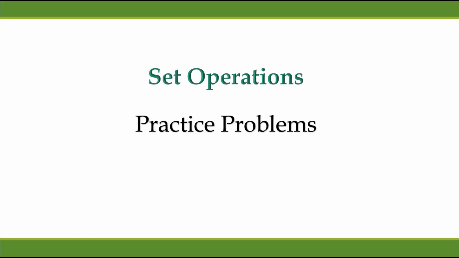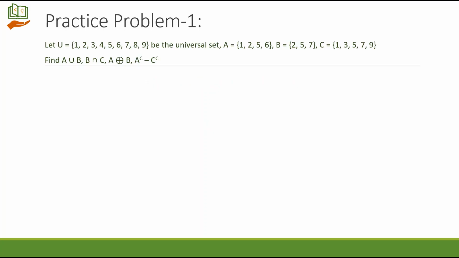Now we'll get on to the practice problems. Let U is equal to 1, 2, 3, 4, 5, 6, 7, 8, 9 be the universal set. A is equal to 1, 2, 5, 6, B is equal to 2, 5, 7, C is equal to 1, 3, 5, 7, 9. Find A union B, B intersection C, A symmetric difference B, A complement difference C complement.